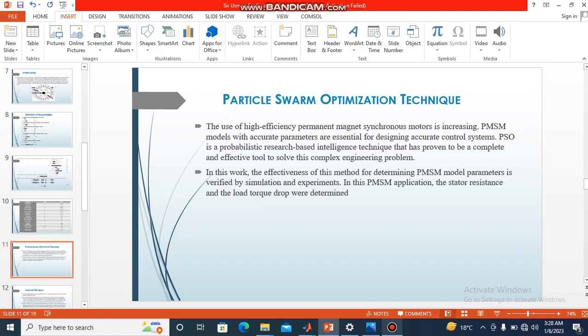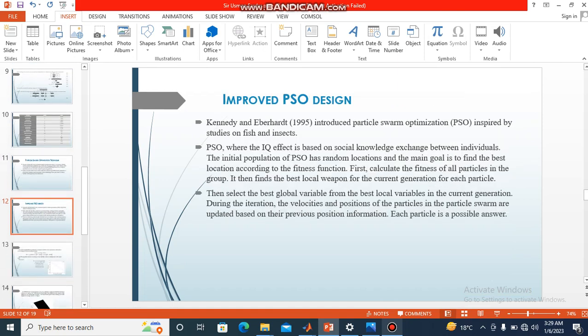The use of high efficiency permanent magnet synchronous motors is increasing. PMSM and particle swarm optimization technique models with accurate parameters are essential for designing accurate control systems. PSO is a probabilistic research based intelligence technique that has proven to be a complete and effective tool to solve this complex engineering problem. Improved PSO designs.